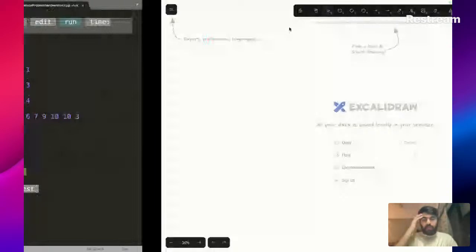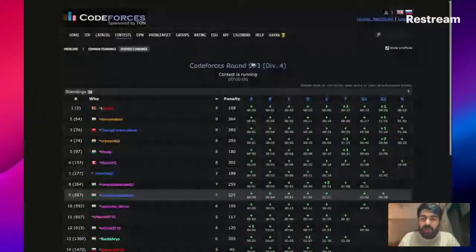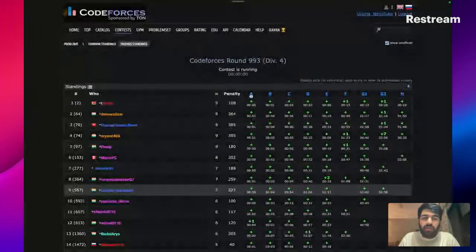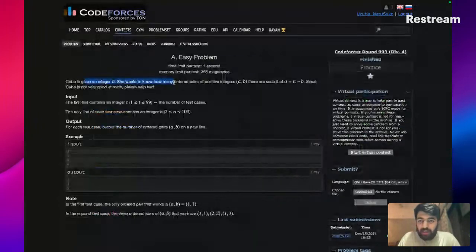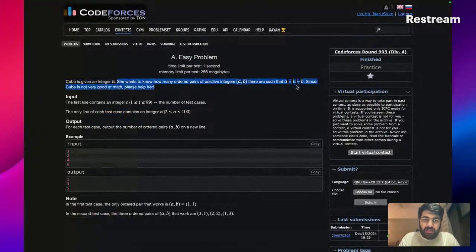Starting off with problem 1. Where is it? Okay, so starting off with problem 1, we need to know the number of ordered pairs A and B such that this condition holds, where A and B are both positive integers.